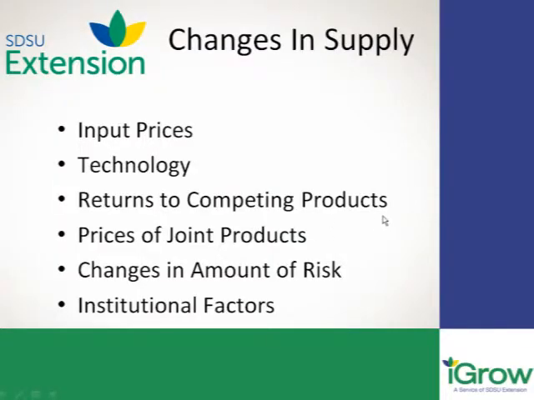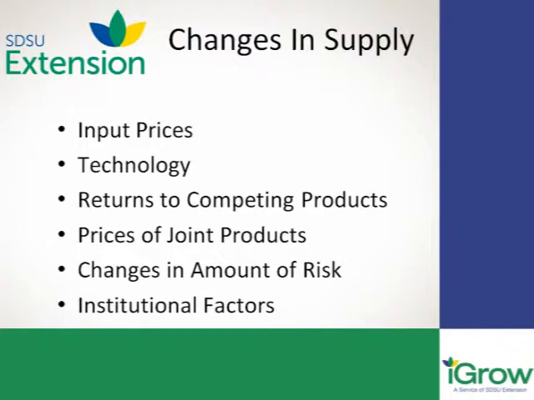Input prices, however, tend to move the opposite with supply. When we're thinking about higher input prices, if it costs more to grow a crop, we're going to see a decrease in supply if you hold everything else constant. There's other things, of course, that influence changes in supply as well, including the return to competing products. For example, your supply of soybeans will go down if the profitability of growing corn increases.